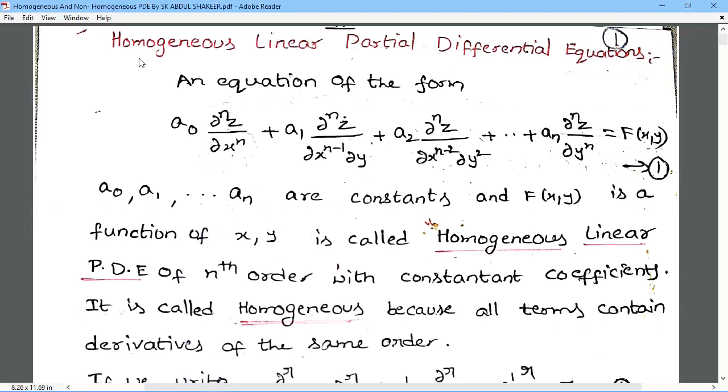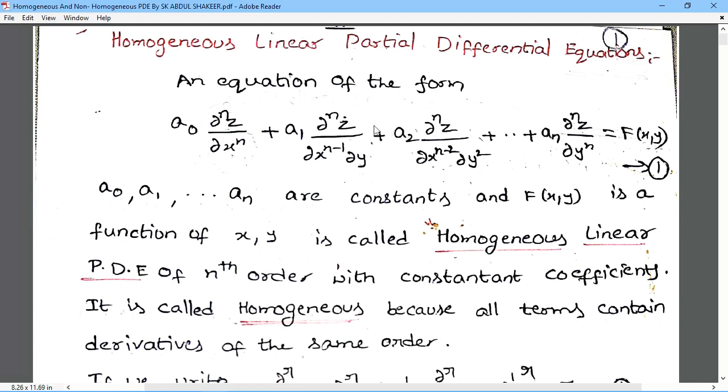Good morning, students. In this class, we will discuss homogeneous linear partial differential equations. The general form of a homogeneous partial DE is a0 ∂^n z/∂x^n + a1 ∂^n z/∂x^(n-1)∂y + a2 ∂^n z/∂x^(n-2)∂y² + and so on + an ∂^n z/∂y^n = f(x, y).